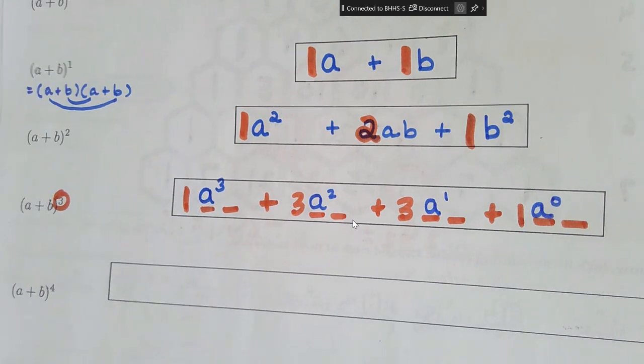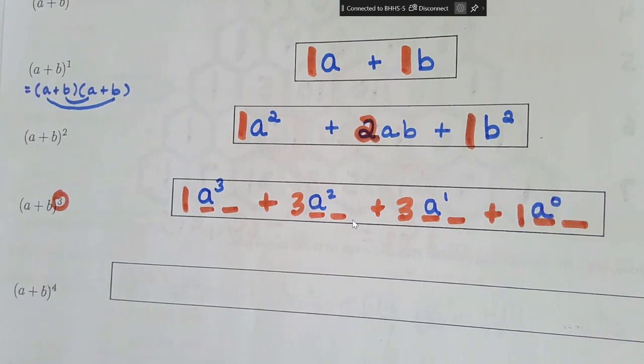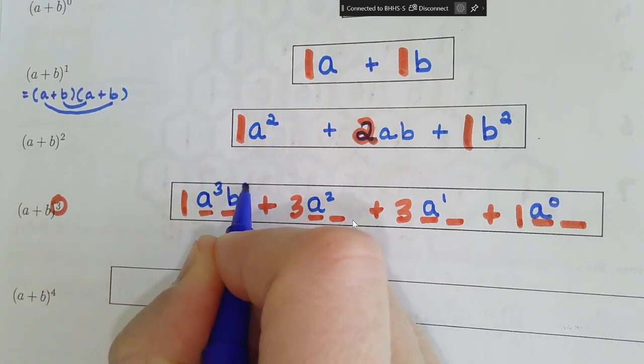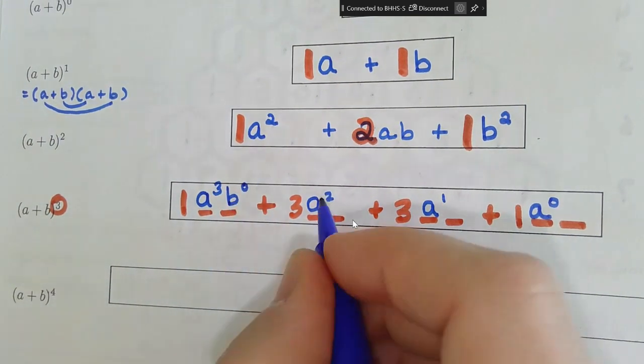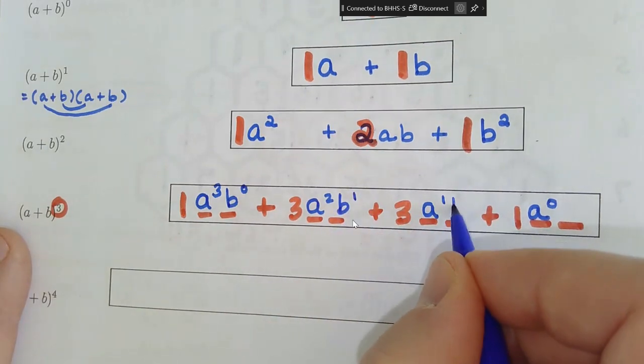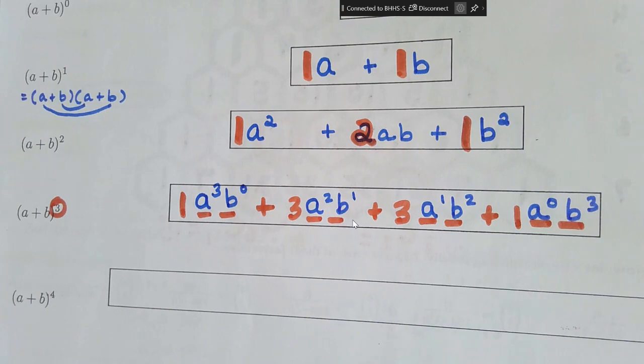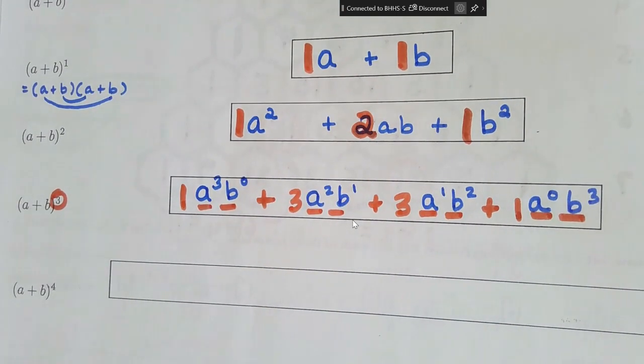B is going to work in reverse. So if you come back right here, B is going to go to the 0 power, and then up, and up, and up. Okay, so this is a really quick way to expand these binomials.